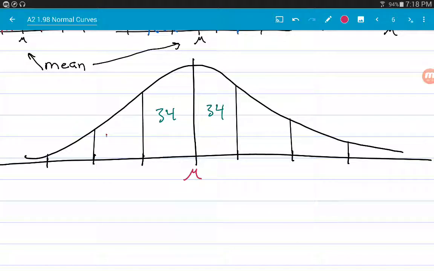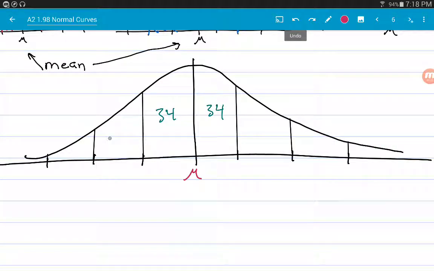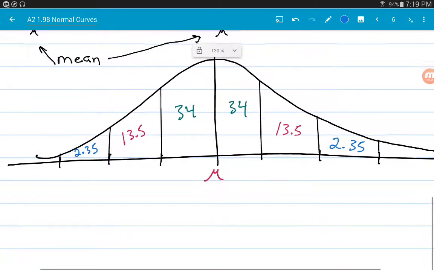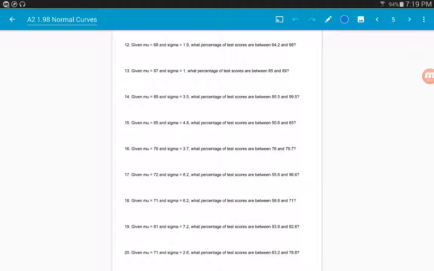So here are the other numbers. In here is 13.5%, and in here is 13.5%. Out here is 2.35% and 2.35%. So what we're going to do is use these and draw some graphs for the examples on the front in order to figure out what percentage of the data falls within certain test ranges. So here's how we're going to use that.